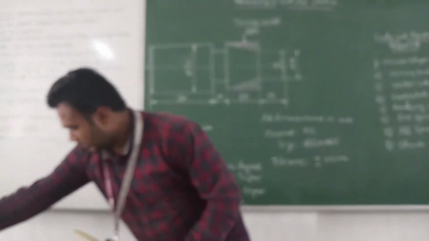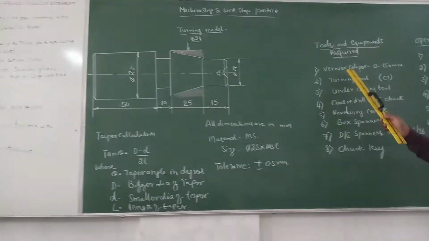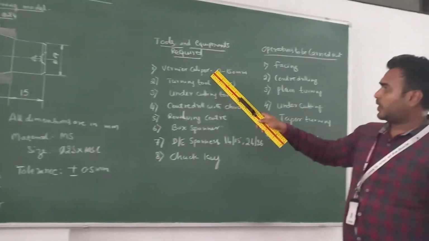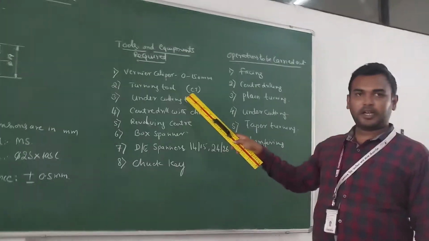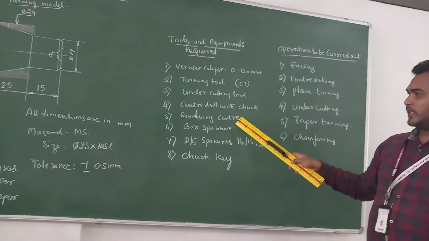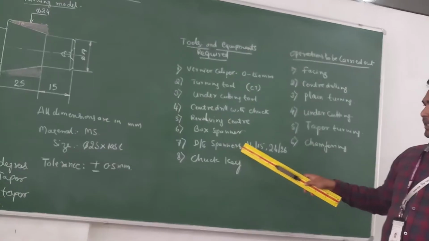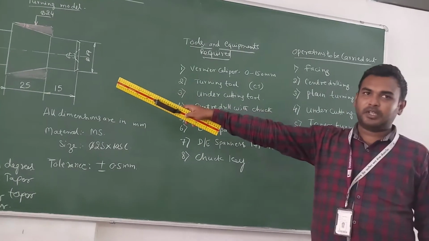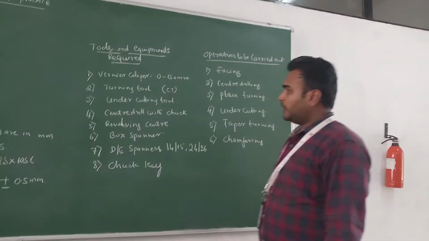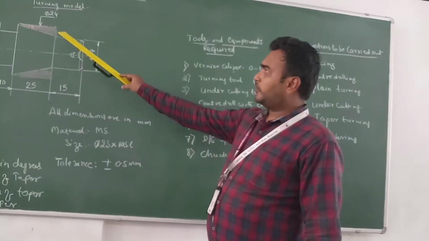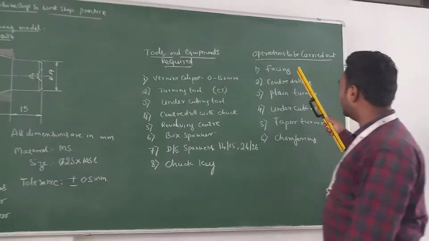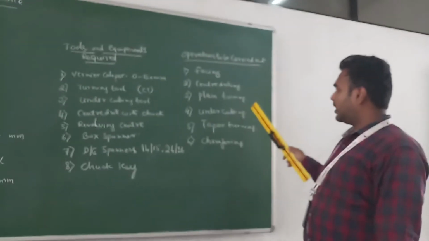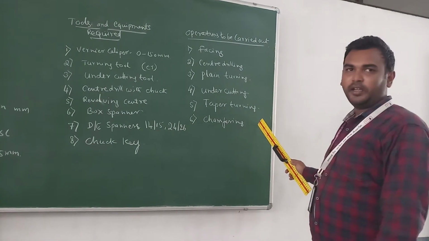These are the tools and equipment we are going to use to perform the turning model: vernier caliper, turning tool, undercutting tool, center drill, revolving center, box spanner, double-ended spanner, and chuck key. Next, what are the operations we are going to perform in this turning model? Here we perform a facing operation, center drilling operation, plane turning, undercutting, taper turning and the chamfering operation.